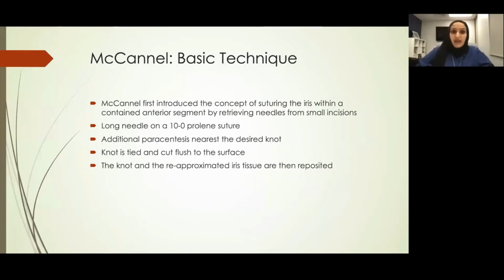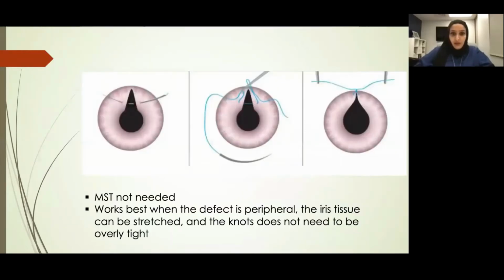I'll start with the McCannel basic technique. McCannel introduced the concept of suturing the iris within a contained anterior segment by retrieving needles from small incisions. Definitely you need a 10-0 Prolene suture. In the McCannel technique, we create an additional paracentesis nearest the desired knot. The knot is tied and cut flush to the surface. The knot and the reapproximated iris tissues are then repositioned into the anterior chamber. So, as you can see here, do you see my pointer?